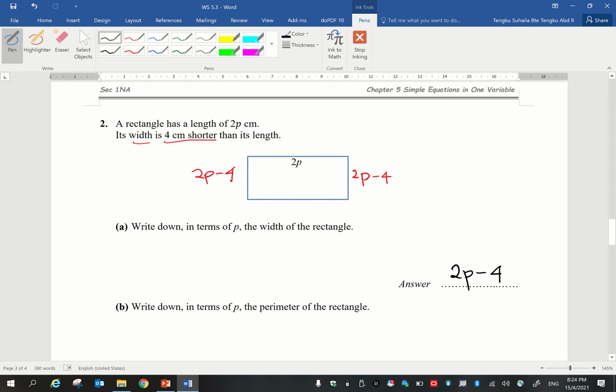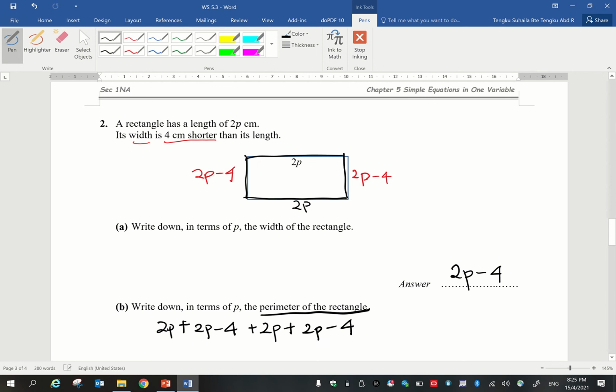Now what about part B? Write down in terms of p the perimeter of the rectangle. I think you would remember that perimeter means the sum of all the sides of the shape. So if the length is 2p, the bottom part over here will also be 2p. So the sum of all the sides means we have to add 2p, this side, plus 2p minus 4, plus also this side, which is 2p, plus one more side here, 2p minus 4.